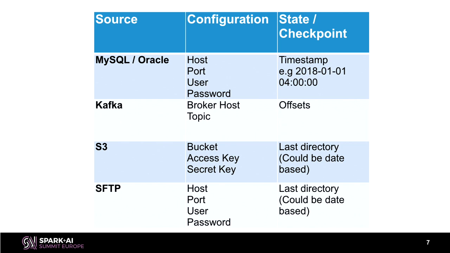For MySQL, if you are ingesting based on a timestamp column for incremental ingestion, then you'll need to remember the last timestamp till which you have ingested, so that in the next run you can take data greater than that timestamp. For Kafka, it would be offsets. For S3, it could be the directory structure, wherein if directories are lexicographically sorted, then you'll keep the last directory name, and in the next run you'll find the new directories that have been added in the bucket.